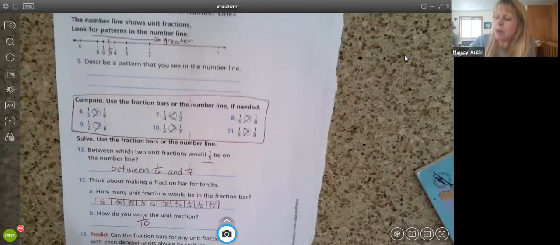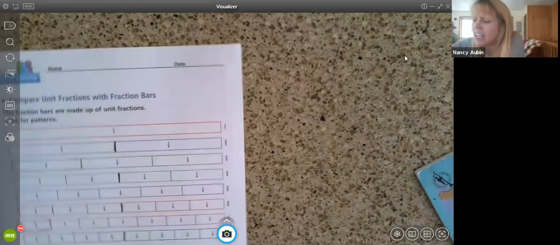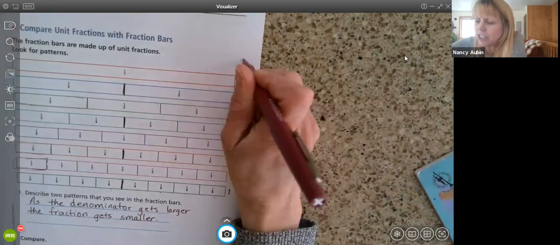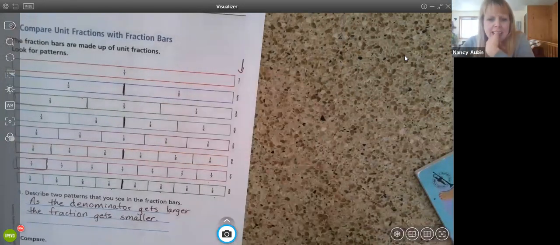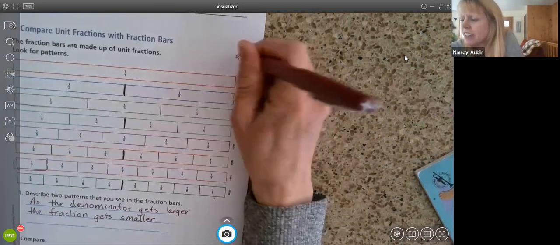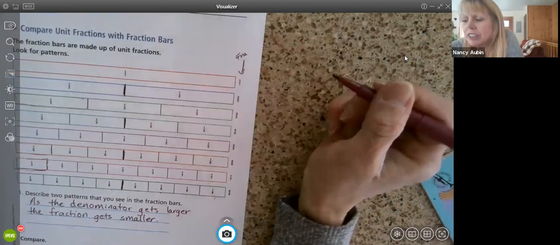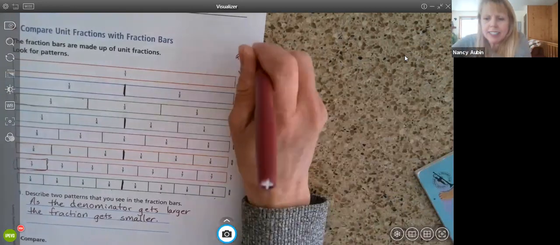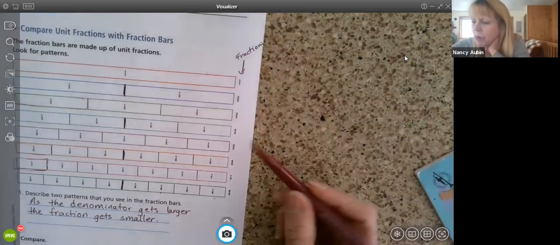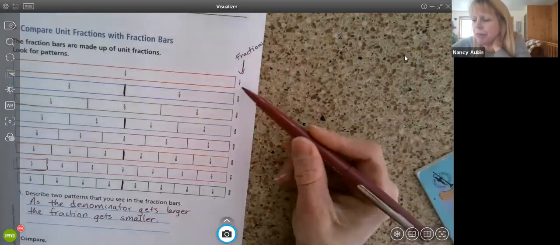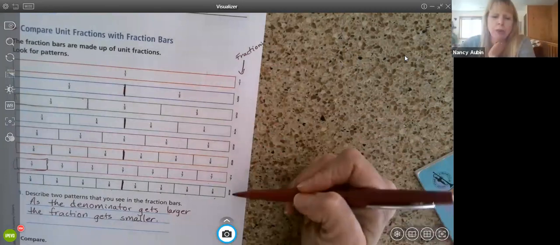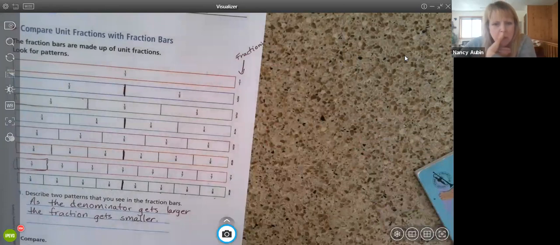I want to point out one other thing before we move on. Notice that the fraction bars, did anyone notice these fractions on the side? What do you notice about these fractions on the side here? They're not unit fractions, all of them. Gabe, what do you notice? We have 1/1, 2/2, 3/3, 4/4, 5/5, 6/6, 7/7, 8/8. What do you notice about that?